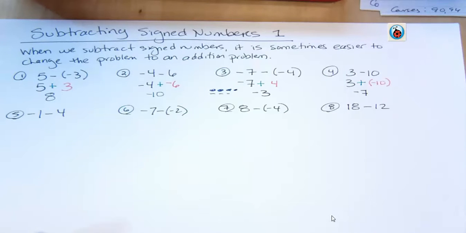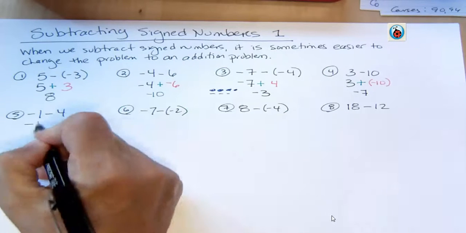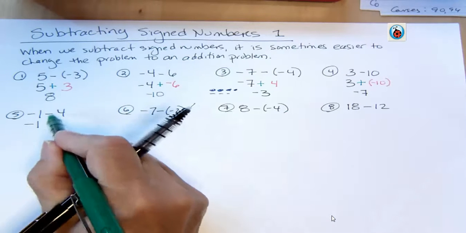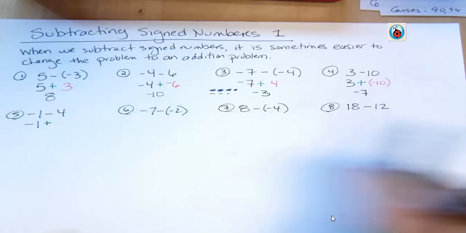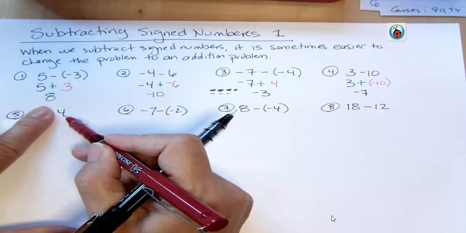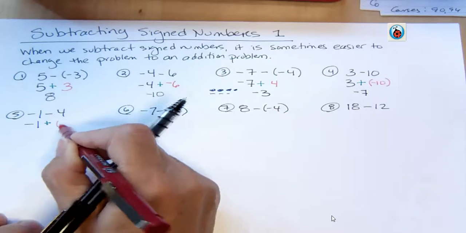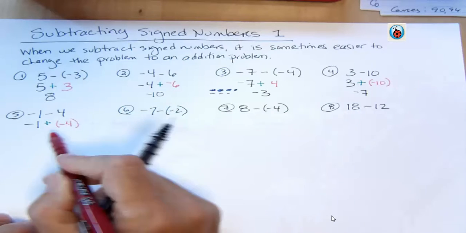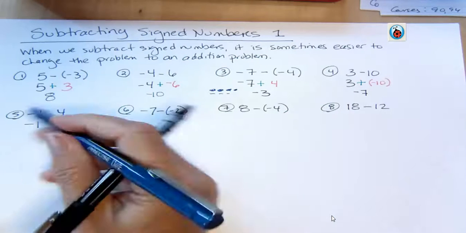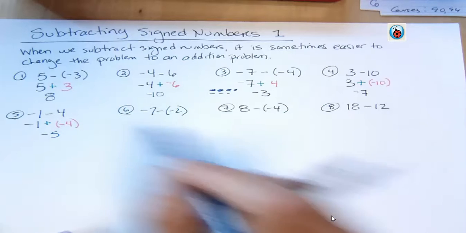So what I'm going to do is make sure I don't change the first number. I definitely am going to change the subtraction to addition, and then I have to change the next number. That number was 4, so it changes into -4. Now I can work it as an addition problem. I've got 4 negatives and 1 negative. Those are all negatives. I've got -5.